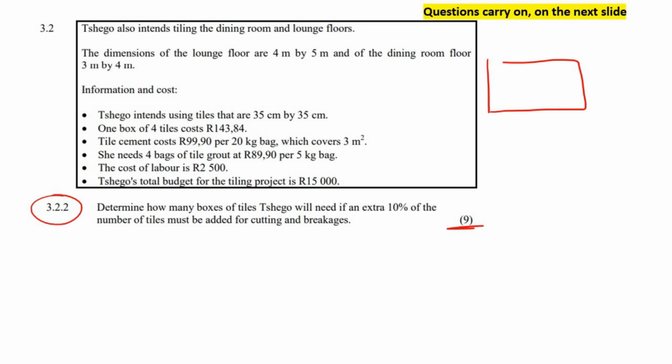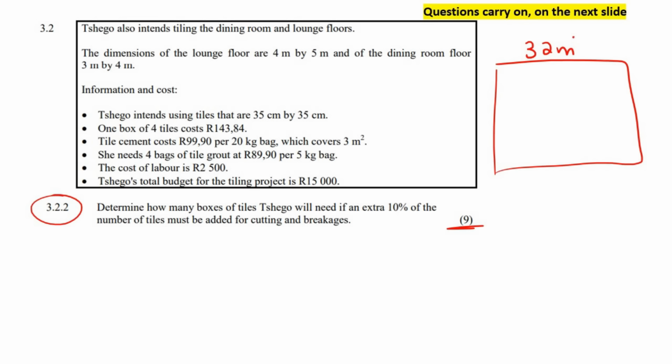We've got these 2 rooms that need to be tiled. Or let's just say that it's one big room, because we know that it's 32 meters squared. That was for the 2 rooms. Now we're going to buy some tiles. These are how big the tiles are. Now we need to know how many tiles we should order, but remember we need to order 10% more tiles than what we need in case we need to cut some of them and in case some of them break.